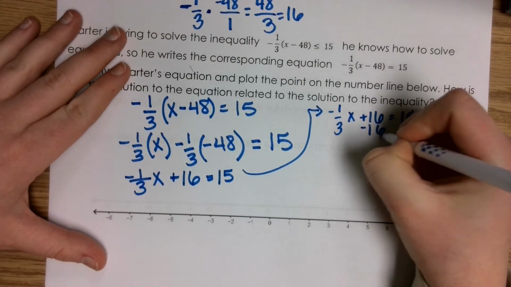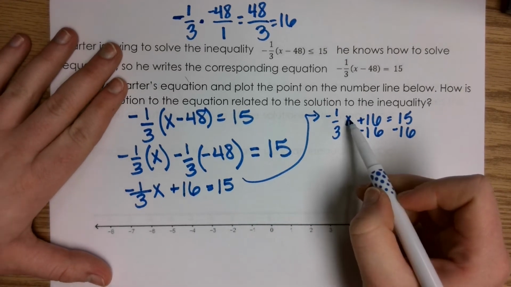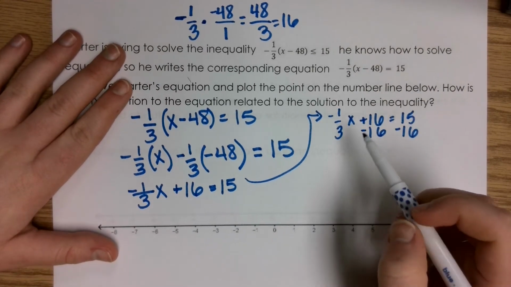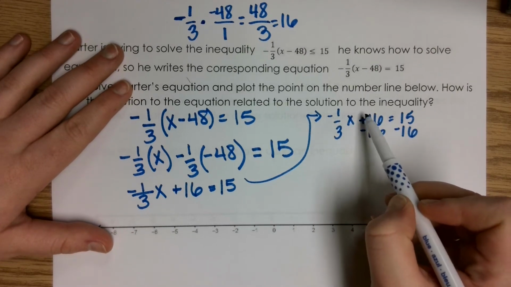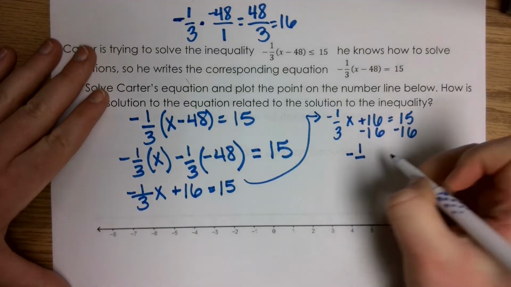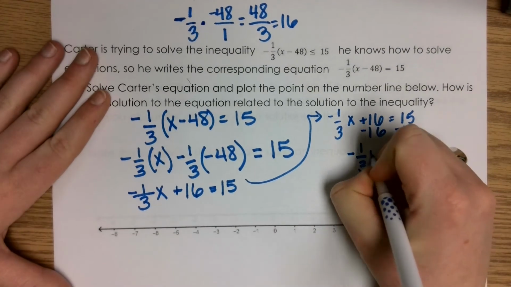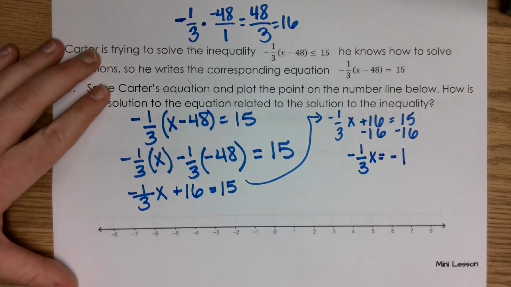I'm going to take away 16 from both sides, because my ultimate goal is to figure out what value of x makes this true. It's telling me that I take a negative 1/3 of x and then I add 16. So we're getting rid of that addition of 16 by subtracting from both sides. And I'm left with negative 1/3 x equals negative 1.